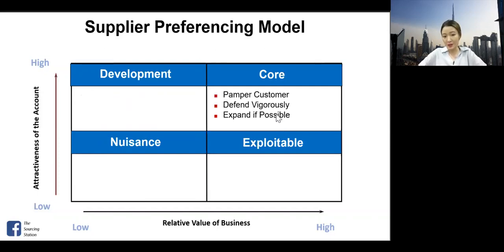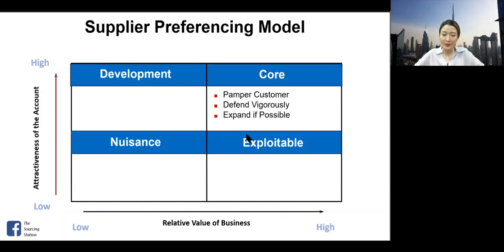And last but not least, we have core customers. Congratulations, because this is the best of the best. Your customer treats you even better. They pamper you. They want to maintain the long-term relationship with you. But one thing to be careful about here is that they would also defend vigorously.